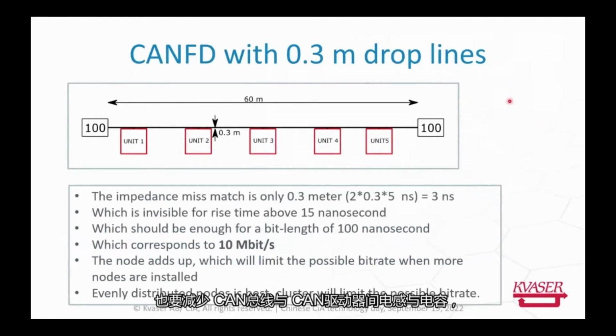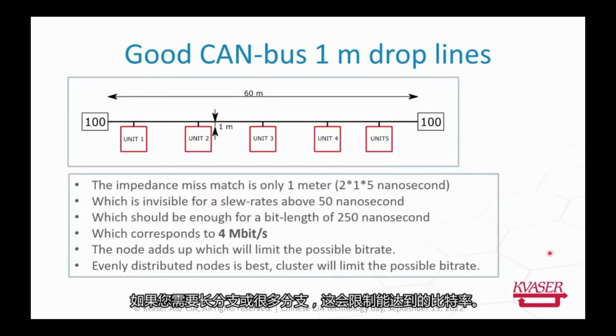It is also necessary to reduce the inductors and capacitors between the CAN bus and the CAN driver, because those components will also store and deliver energy. Reduce the slew rates as much as possible. This will remove unnecessary high frequencies from causing unnecessary ringing on the CAN signal. If you need long drop lines or have many drop lines, it will limit the possible bitrate. Clusters of drop lines are worse than evenly distributed drop lines.